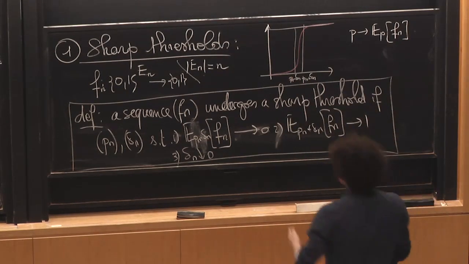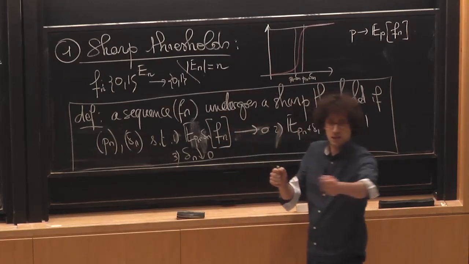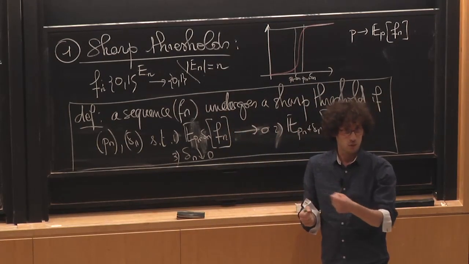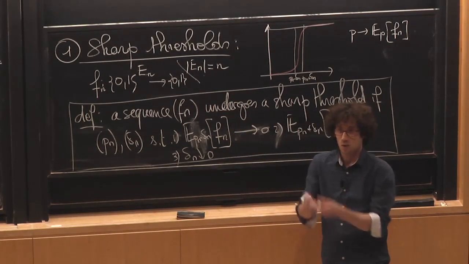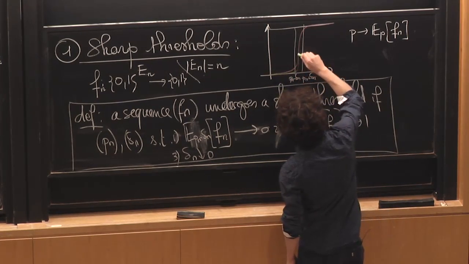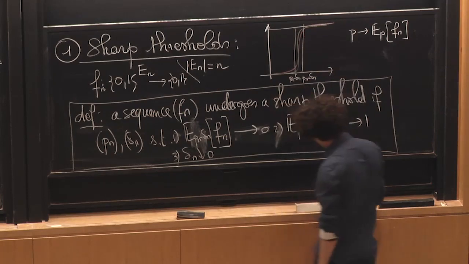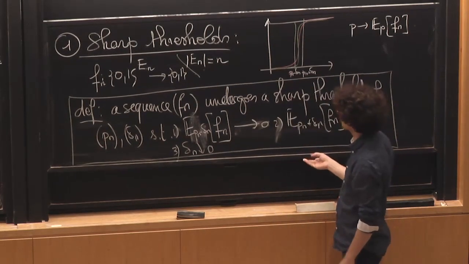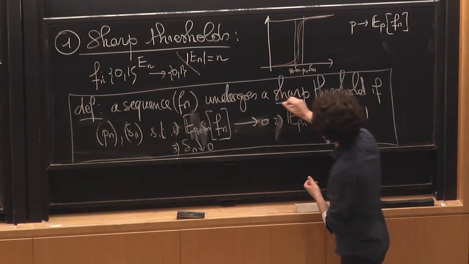Think of pn as being fixed. I mean, I'm allowing pn to move, but in all the examples that I will consider, pn would actually be a fixed constant. Okay, so you get something which is flatter and flatter like that. That's the notion of a sequence undergoing a sharp threshold.